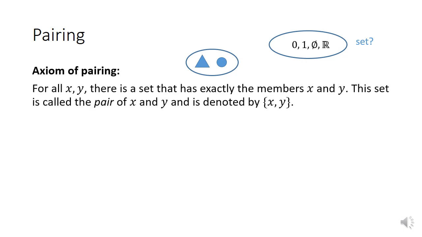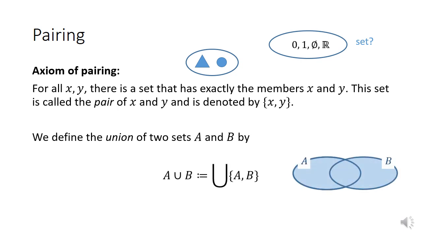For all x, y, there is a set that has exactly the members x and y. This set is called the pair of x and y, and is written as x, y in curly brackets. Due to the axiom of extensionality, the order of x and y is irrelevant. We can now also define the union of two sets A and B. It is the union of the pair of A and B.